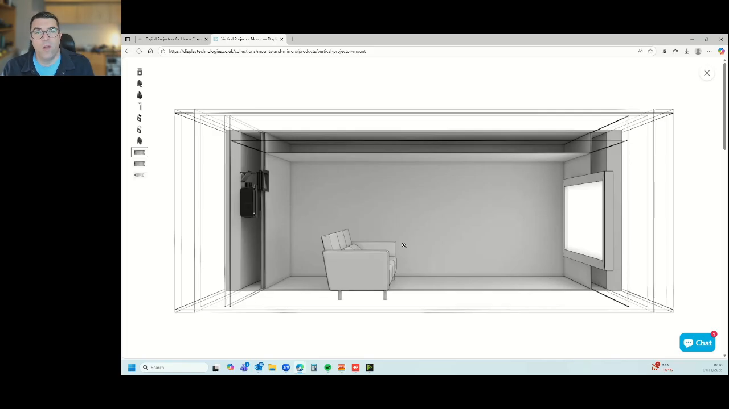We're not going to go into thermal management very much in this particular session, but that is one of the key considerations. And obviously, we do have solutions to help you with all of that. But when you enclose the projector, you've always got to be aware of it.